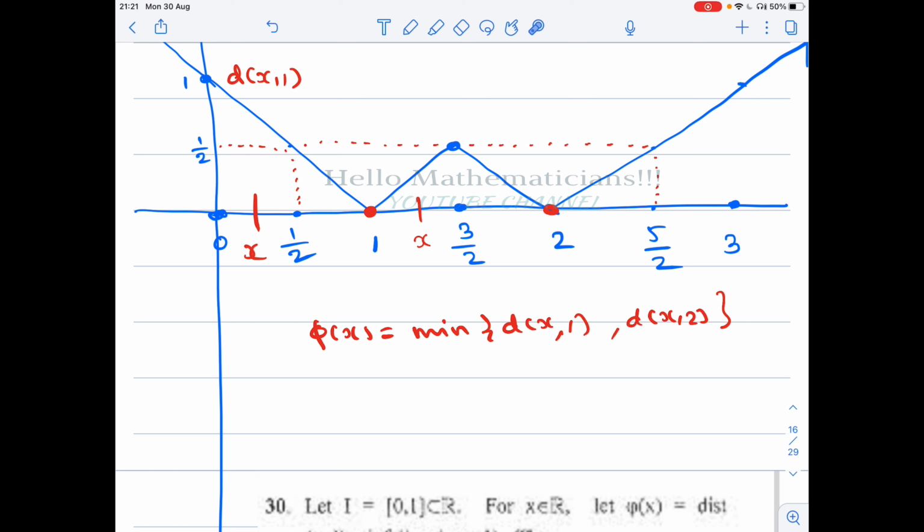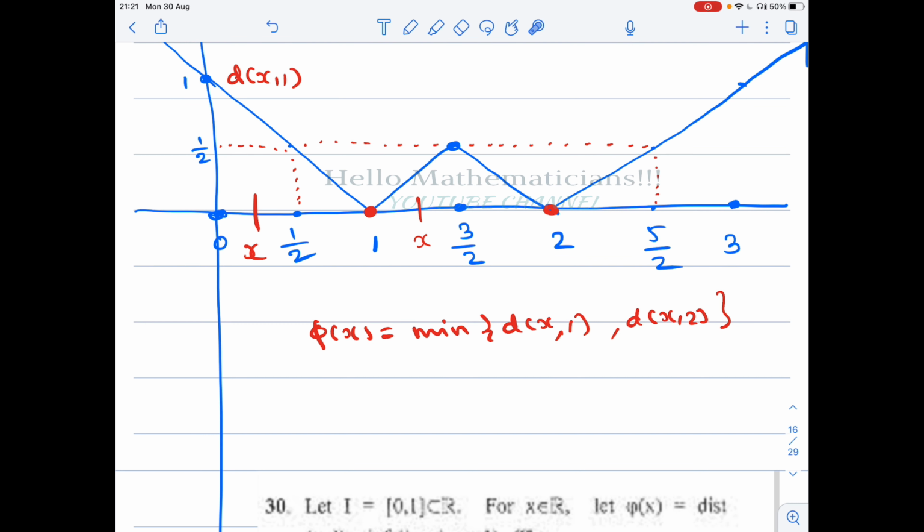Now in the open interval 1 comma 2, suppose I take a point x here, then for this point 1 is the closest. So in this open interval, phi of x will be d of x comma 1. Also, if you go to the right side of 1, the distance will be increasing. At the point 3 by 2, the distance will be half.